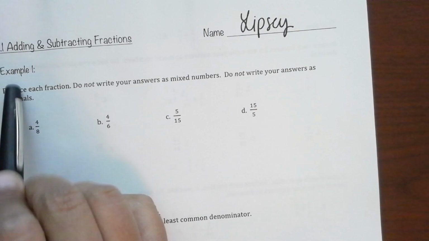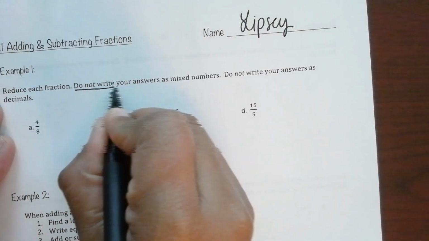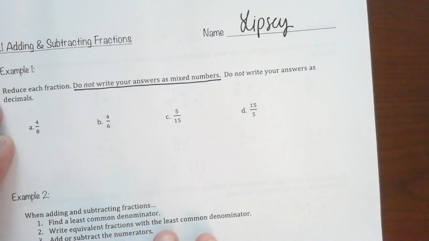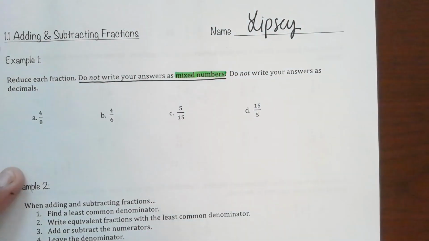So it says example 1, reduce each fraction. Do not write your answers as mixed numbers. That's the biggest thing I'm trying to get out between the middle school and the high school. Don't write your answers as mixed numbers. If you see me underline something, that's the equivalent of highlighting it. That means it's important. No more mixed numbers.